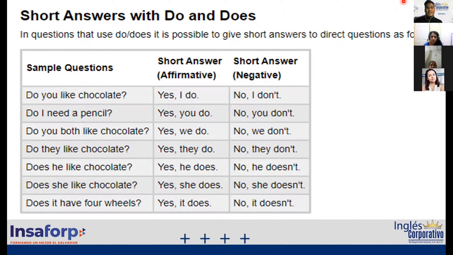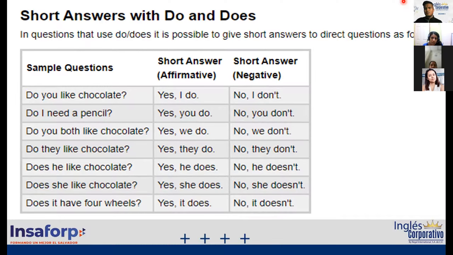Can someone tell me why in number 3, the answer is we? Es porque se refiere a ambos, por both. Exactly. Thank you. So, number 4. Do they like chocolate? Yes, they do. No, they don't. Very good. Next one. Does he like chocolate? Yes, he does. No, he doesn't. Okay. Next one. Does she like chocolate? Yes, she does. No, she doesn't. Very good.